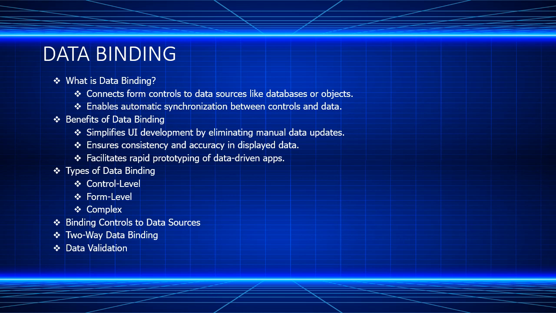Two-way data binding facilitates both reading and writing data between controls and the data source. Changes made to control values are automatically synchronized with the underlying data source, and vice versa.